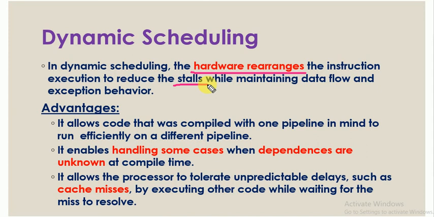So statically we are doing some additional enhancements so that we can increase the instruction level parallelism. But in dynamic scheduling, at runtime, the hardware will rearrange the instructions automatically so that we can reduce the number of stalls that may be created due to the execution of different instructions in the pipeline fashion. So reduce the stalls while maintaining data flow and exception behavior.